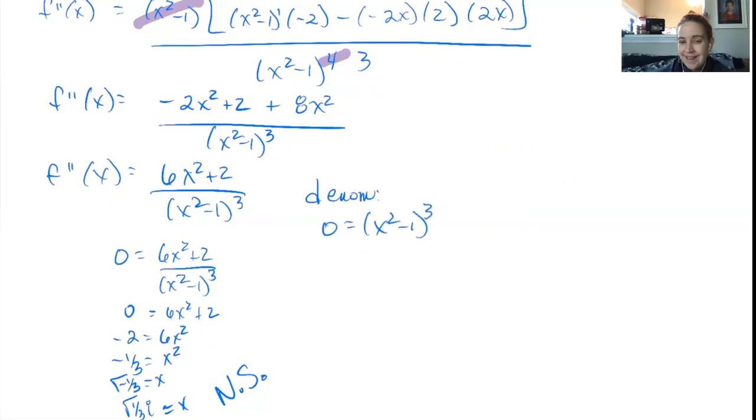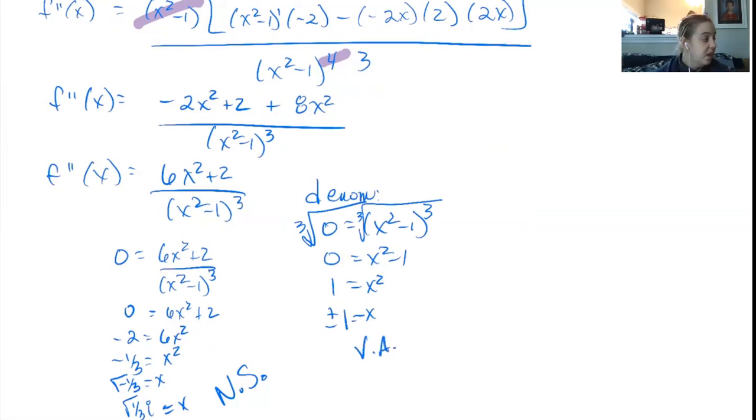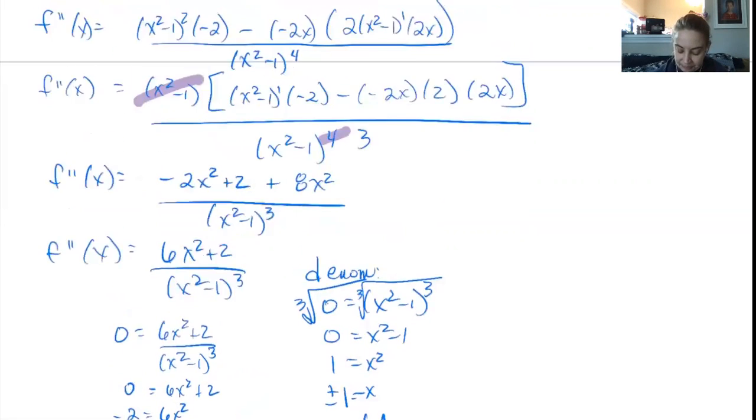You have to see where that second derivative is undefined. So I'm going to take the cube root of both sides. We got x squared minus 1 is equal to x squared. X is equal to plus and minus 1. Where did we see that before? Oh yeah, those are the vertical asymptotes. But they are places where your concavity can change.